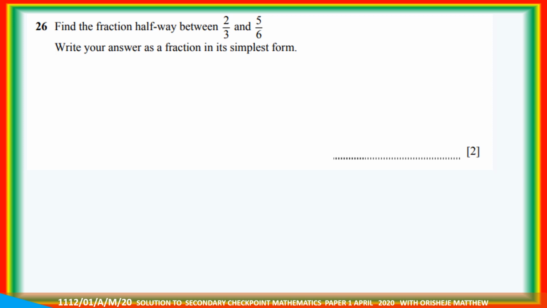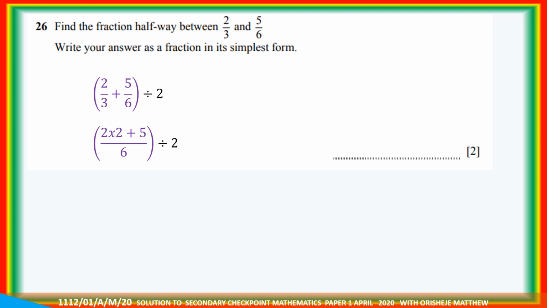Question 26. Find the fraction halfway between 2/3 and 5/16. Find the fraction halfway between them. Halfway between them, so what do we do? Add them together and divide by 2.